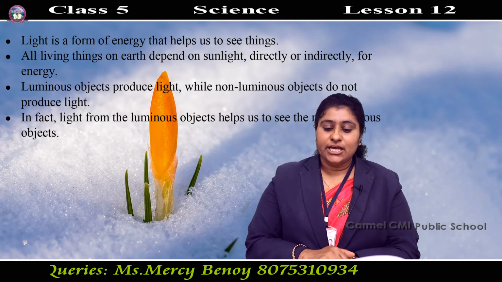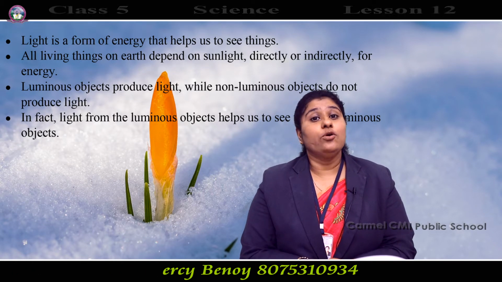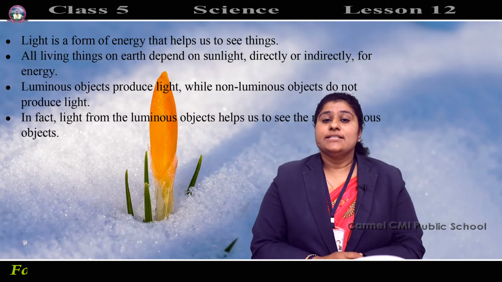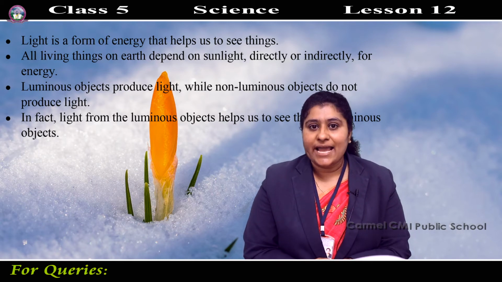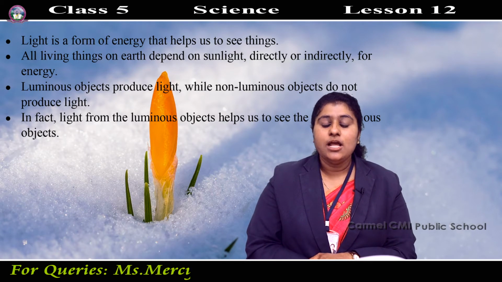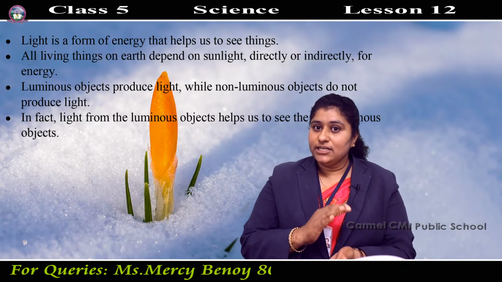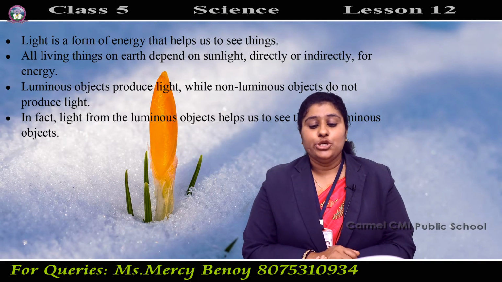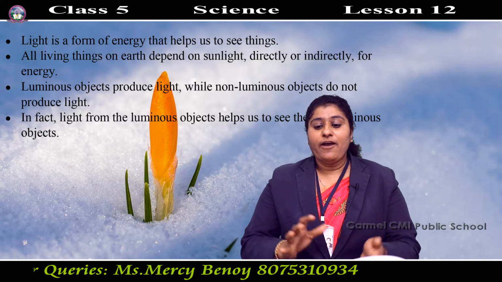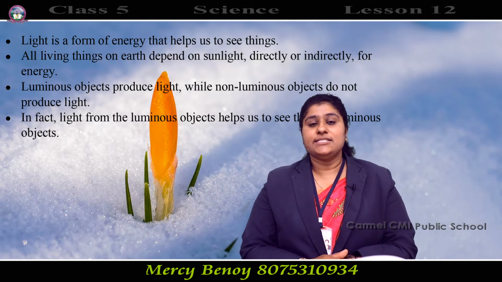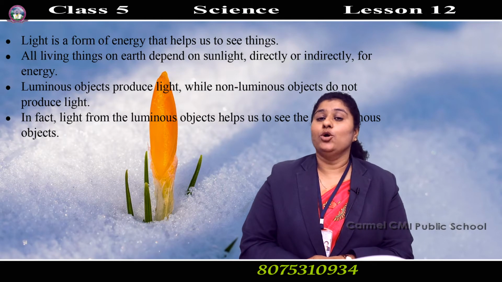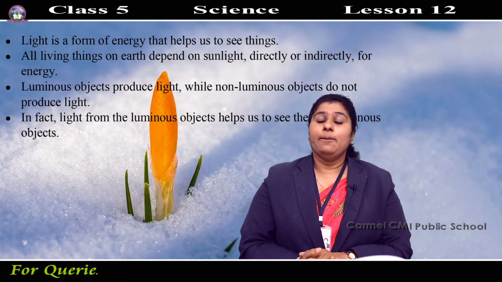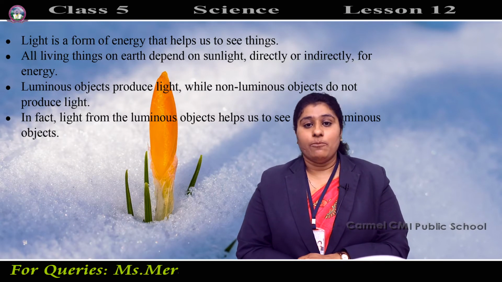So last year we learned about luminous and non-luminous objects. Do you remember that? What are luminous objects? Some objects produce light. Such objects are called luminous objects. Some other objects do not produce any light. Such objects are called non-luminous objects. In fact, light from the luminous objects helps us to see the non-luminous objects.